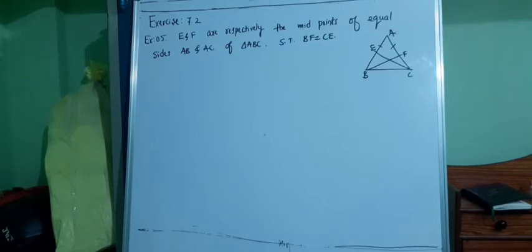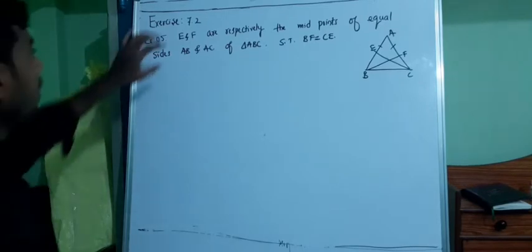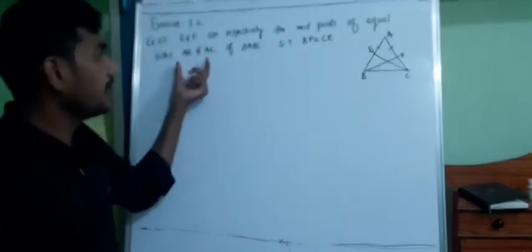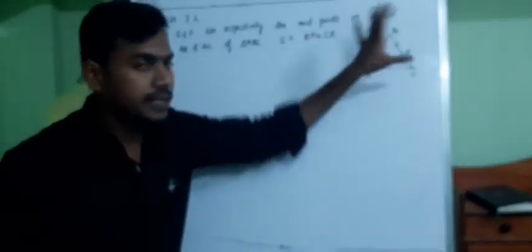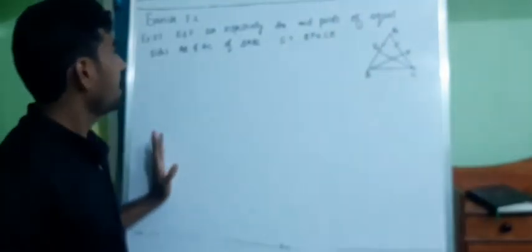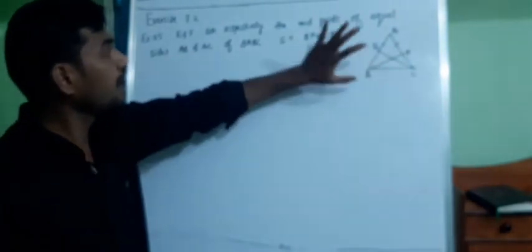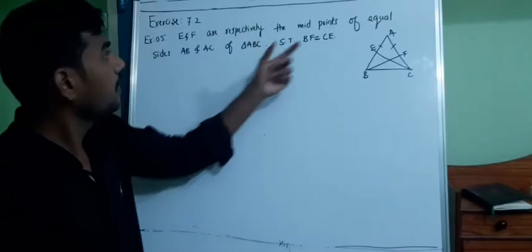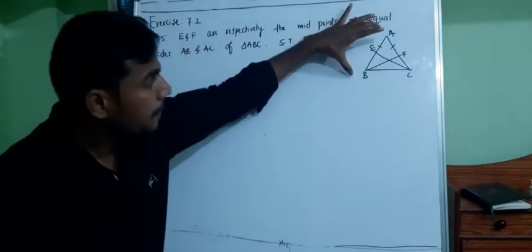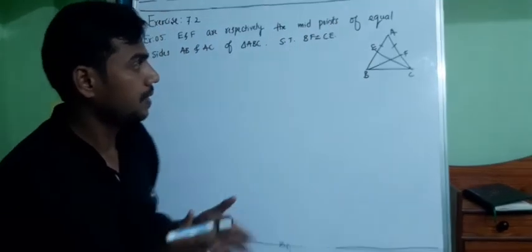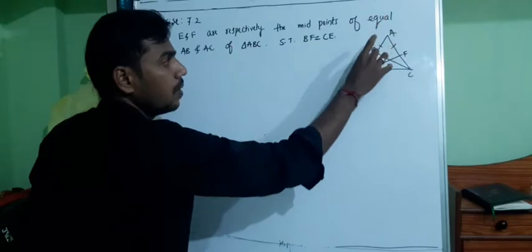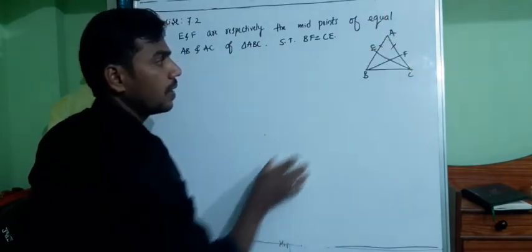Next question, next example. E and F are respectively the midpoints of equal sides AB and AC. AB and AC are two equal sides of triangle ABC. We need to show that BF is equal to CE. E and F are midpoints of these two equal sides. So AB is equal to AC. Midpoint means AE is equal to EB and AF is equal to FC.